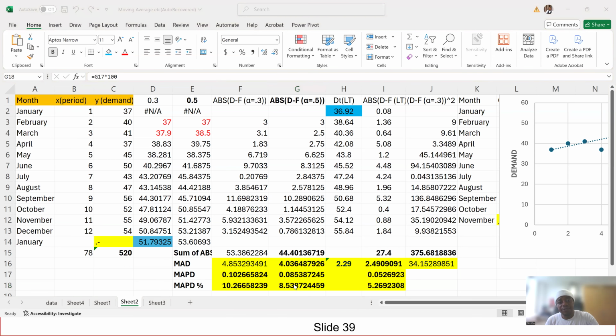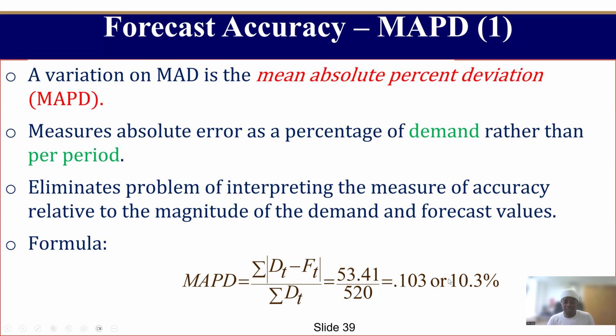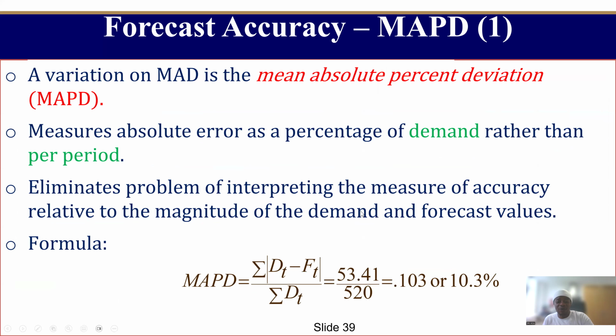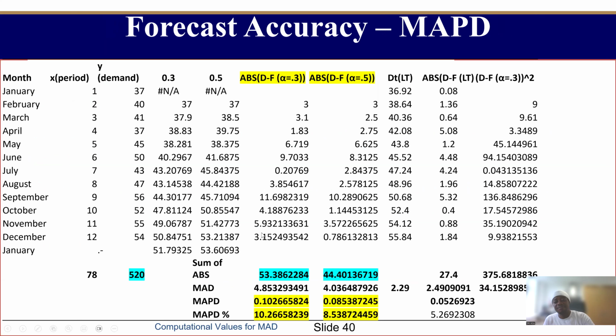So when I go to the results section, you see the first one is 53.41 divided by the 520. That gave us 10.3. That 10.3 was what we found here. 10.266, which is approximately 10.3. Now I have to do for when it is 0.5, then you do for the linear trend, then you do for all the rest. It is here. So this is when it is for 0.3. That's the one I've highlighted. When it is for 0.5, that's the one I've highlighted.